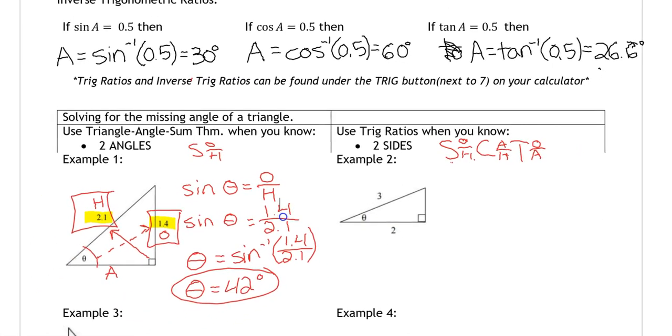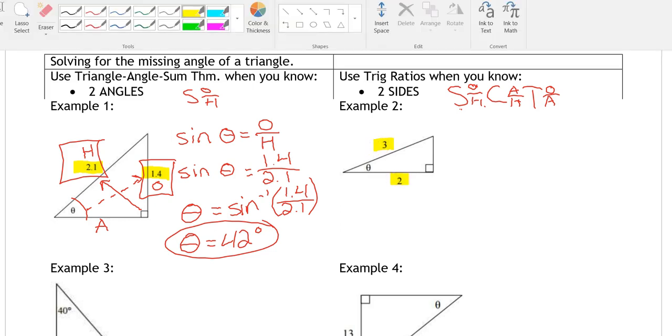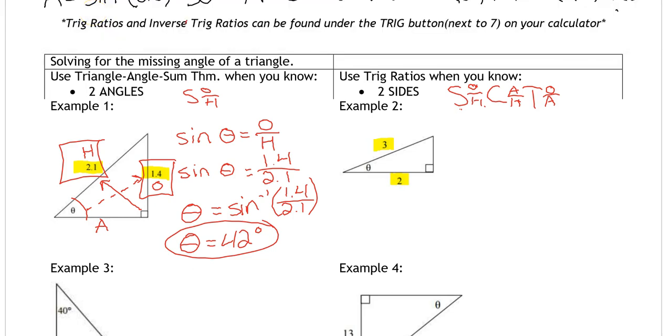All right, let's look at example 2. So again, this is one where I have a side here and a side here. So this is, again, 2 sides. I'm using SOHCAHTOA. So we'll start by labeling what we have. All right, here's my angle. I have the hypotenuse, the opposite side, and the adjacent side.